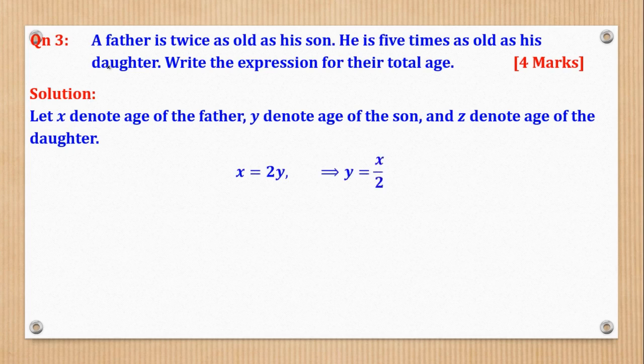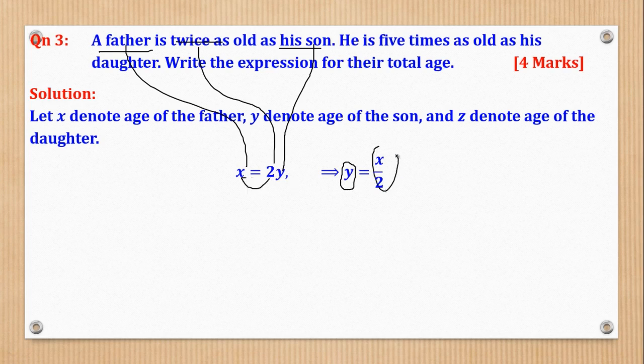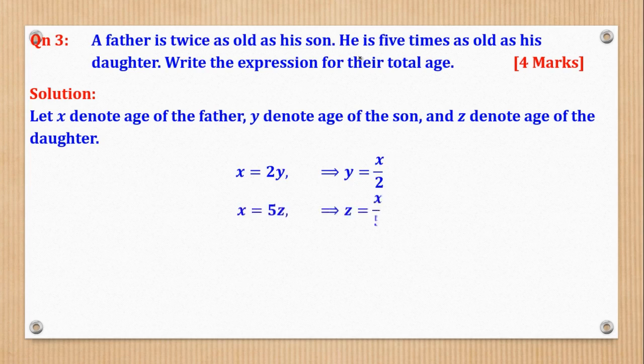Then you shall remember that the father is twice. So X is twice, that's where the 2 comes in, as old as the son, and we know that son is Y. Then I will make Y the subject by bringing this to the side to give you X over 2. Then next they said that the father is 5 times as old as the daughter. So father is X and the daughter is Z. So still make Z the subject to come up with X over 5.